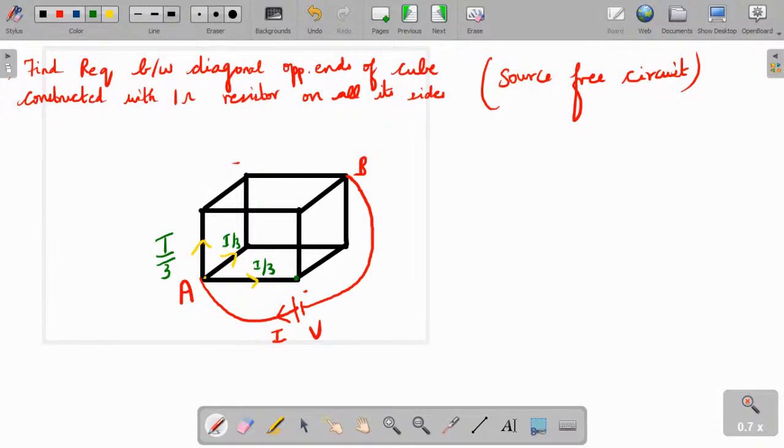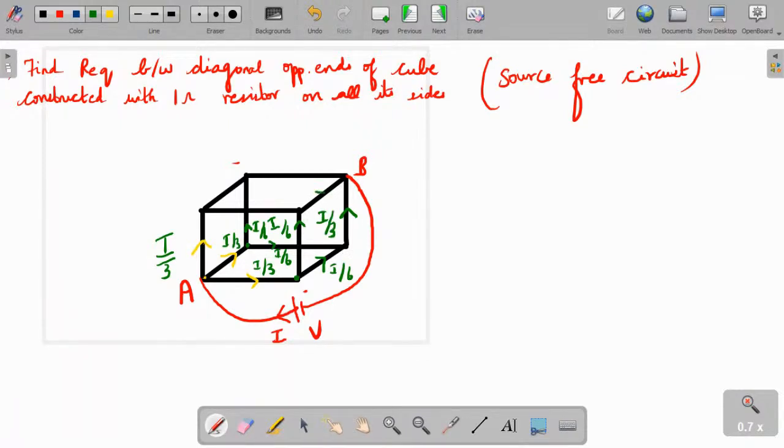Again here I by 3 is coming. At this point, how should the current split into two branches? So I by 3 will get split as I by 3 divided by 2, so I by 6 and I by 6. Correct? Again here I by 3 will get split as I by 6 and another I by 6. In this branch, an I by 6 incoming current comes here, and another I by 6 comes here. So it is going to be I by 3.